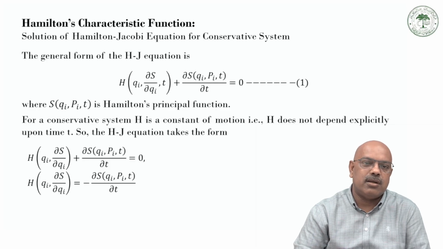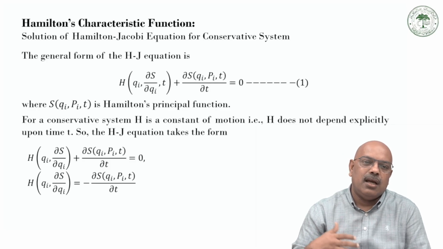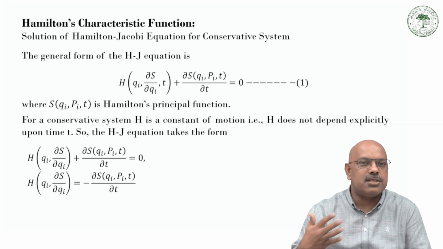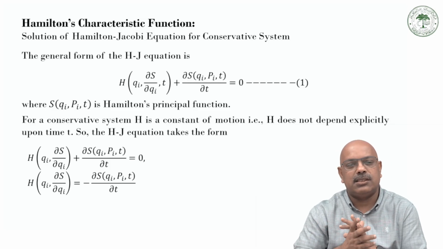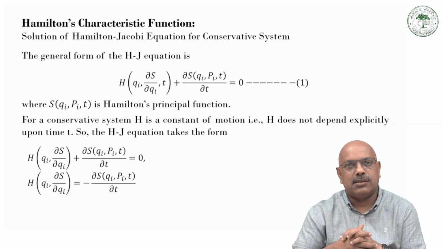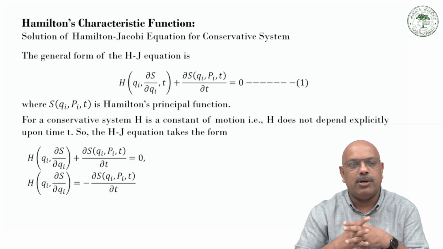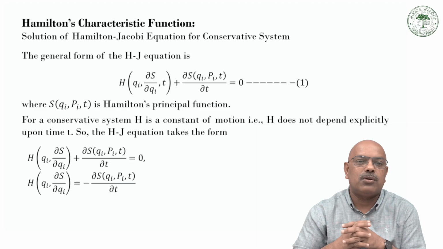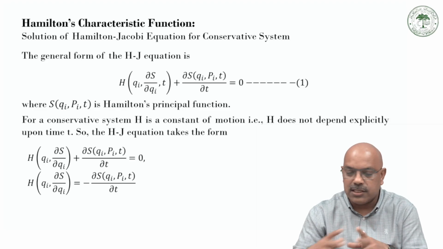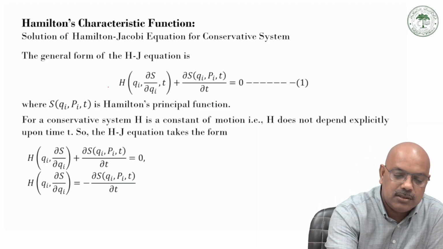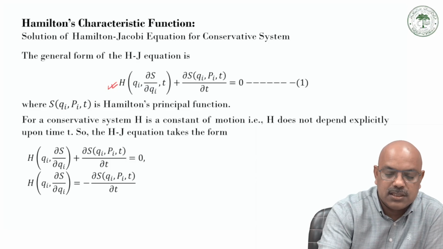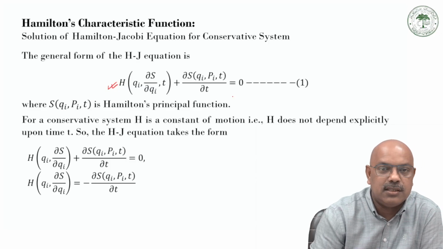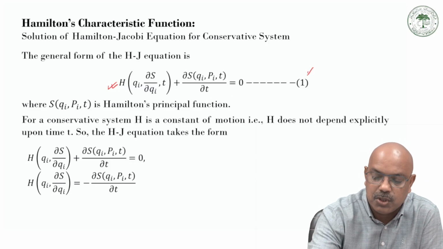Now moving further, if the solution of the Hamilton-Jacobi equation you are going to find is for a conservative system, where the Hamiltonian is a constant of motion, then H does not depend explicitly on time. That means delta H upon delta t is going to be zero, not depending upon time explicitly. So in this case, as you know, the general form of the Hamilton-Jacobi equation is H. This is how you write the Hamilton-Jacobi equation as given in equation 1.